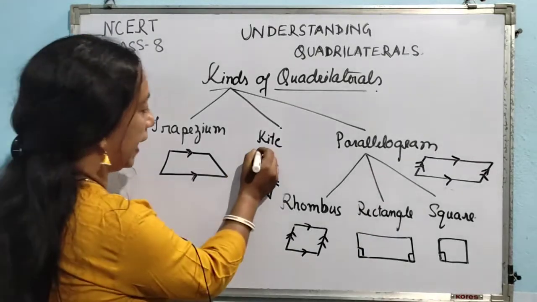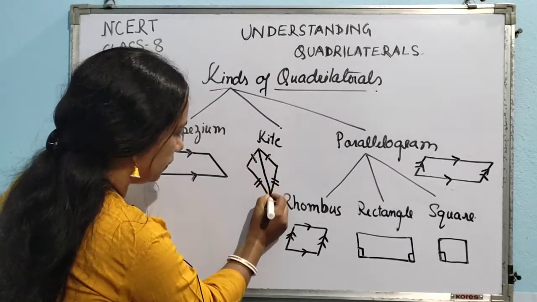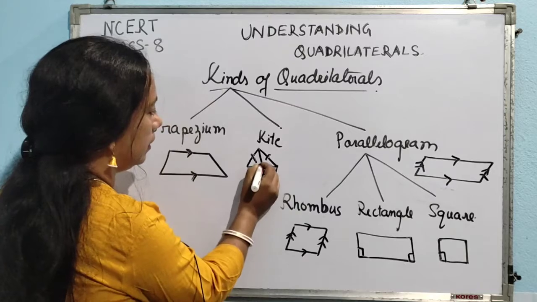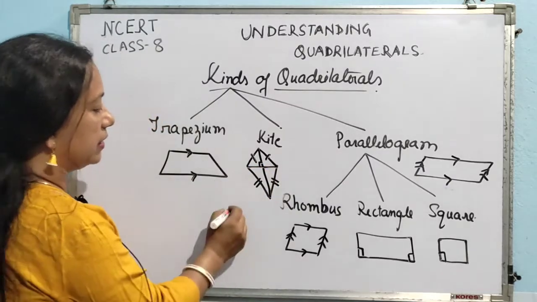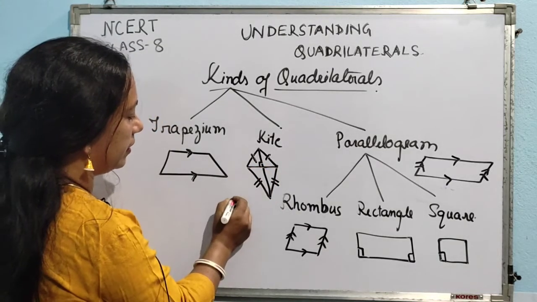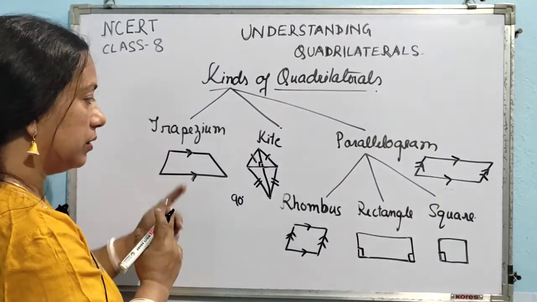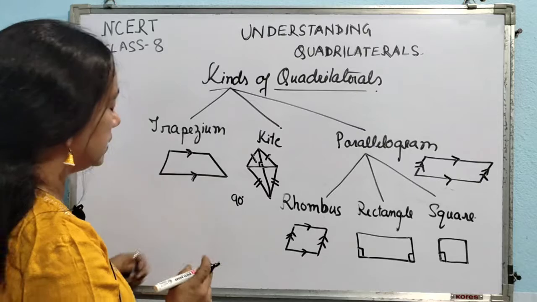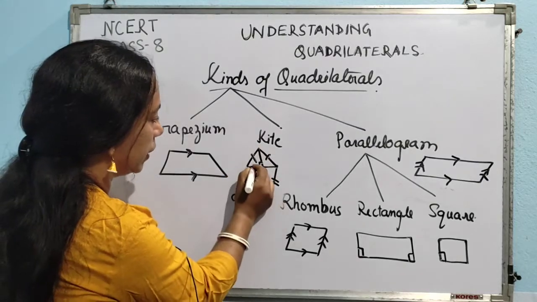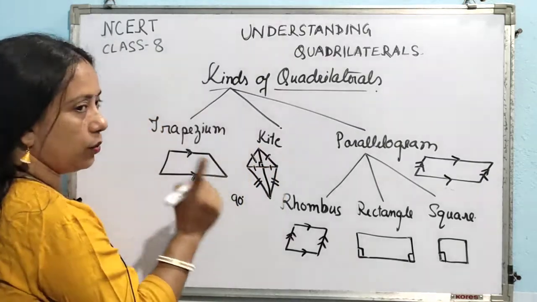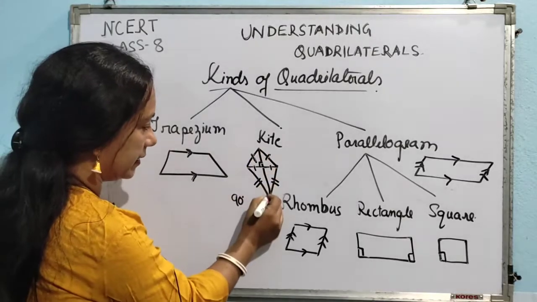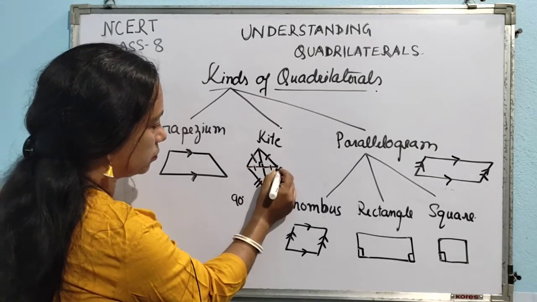Now what about their diagonals? If I am drawing the diagonals, always remember that the diagonals will intersect each other at 90 degrees, they will be perpendicular to each other. That is one property. Another is that one diagonal is going to bisect the other. Only one diagonal: this bigger diagonal is going to bisect the smaller one.